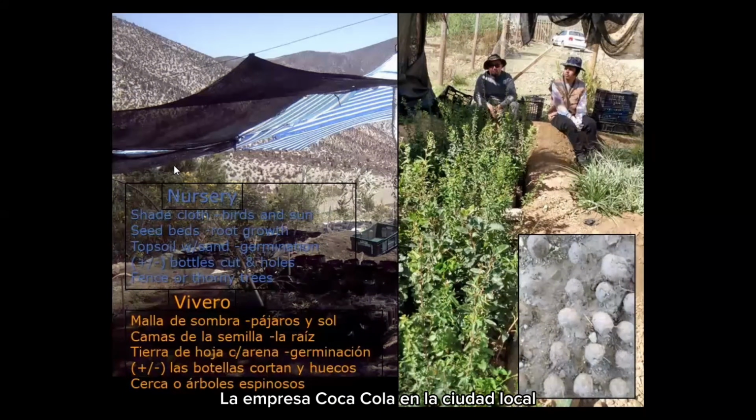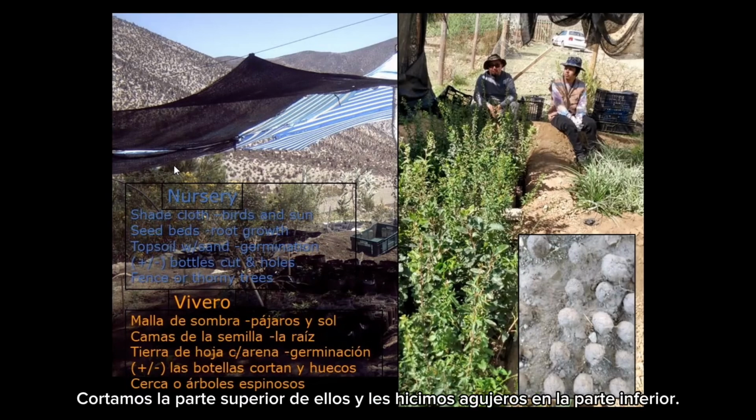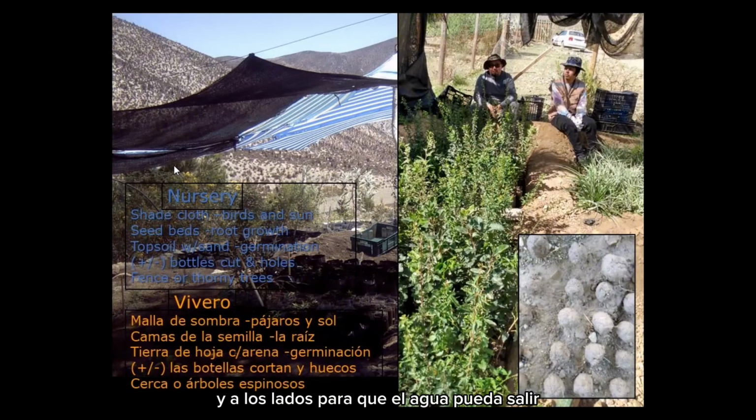So the Coca-Cola company in the local town said that we could have all their used bottles that weren't recyclable. So we got a truckload of those. We cut the top of them. We stuck holes in the bottom of them and on the sides for water to be able to flow out. And this is actually how we now do the plants.